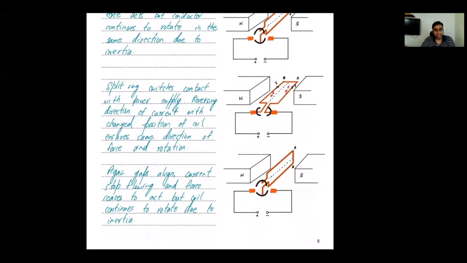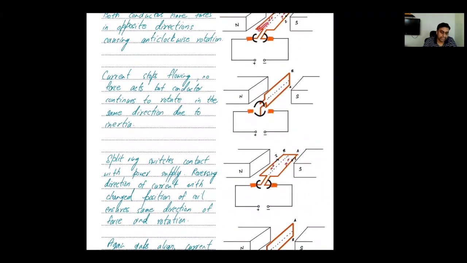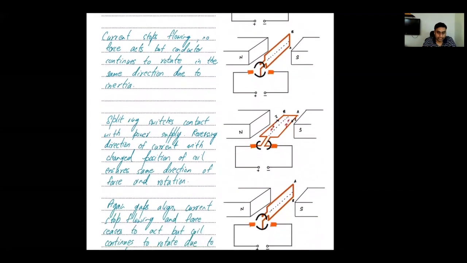And then obviously it'll start repeating itself. It again would go into a vertical position. Again, the gaps would get aligned, and again, the current stops flowing, but it doesn't stop due to inertia, and it'll continue to rotate, and it'll come back to position A, and it'll keep on repeating this again and again, and a continuous rotational motor would be achieved this way.